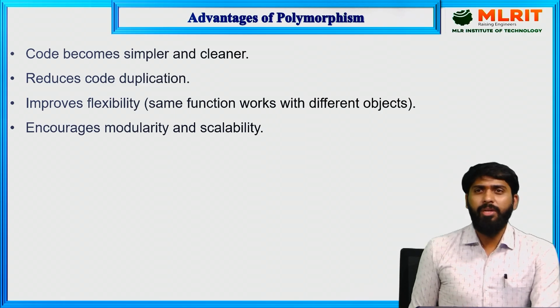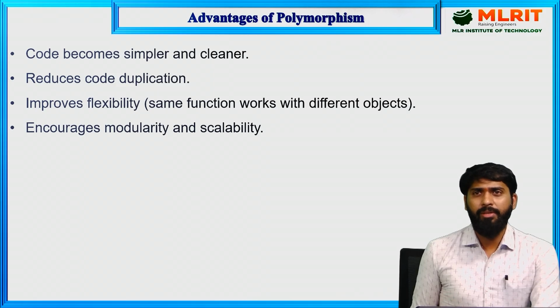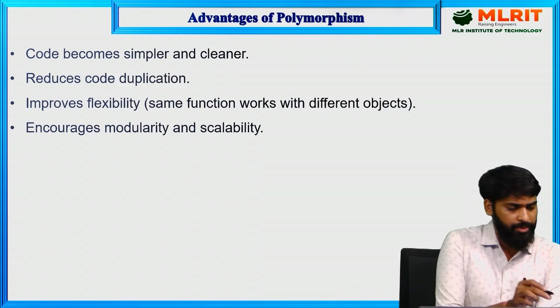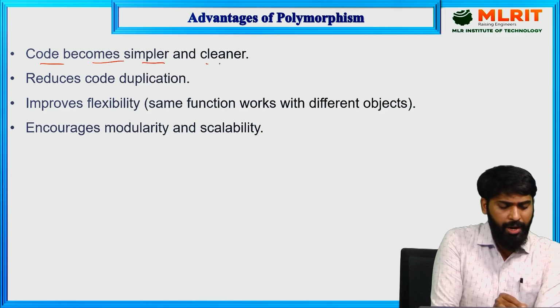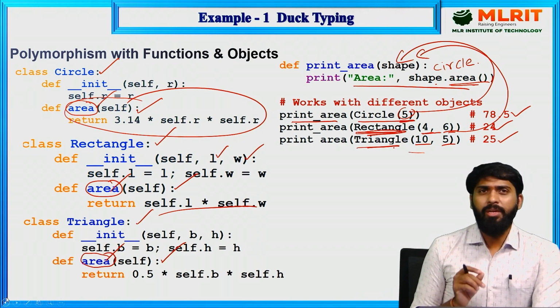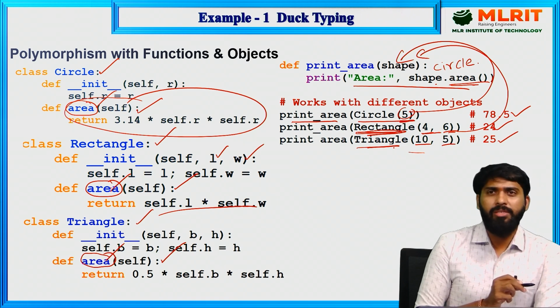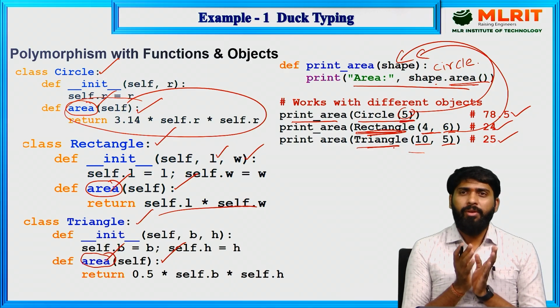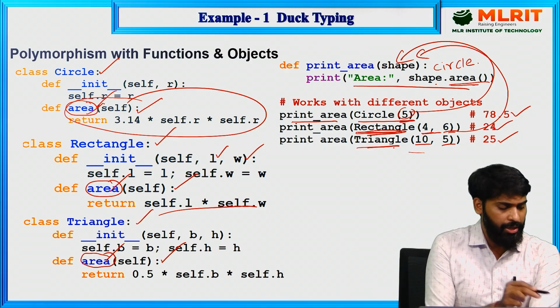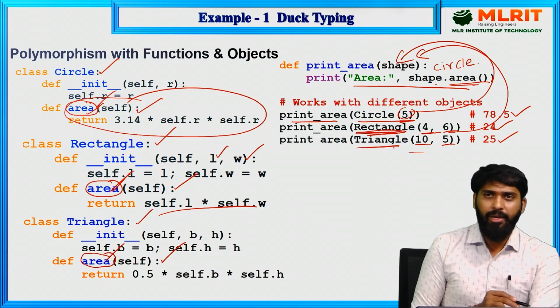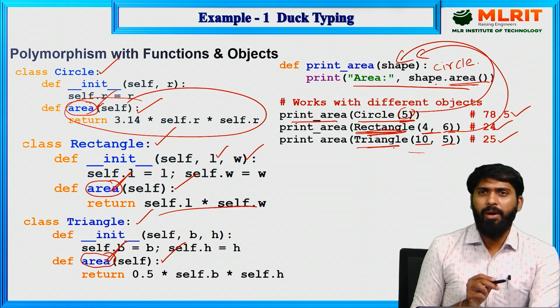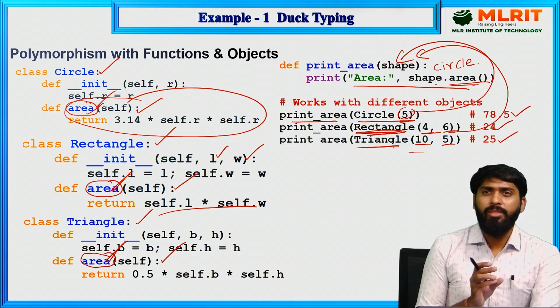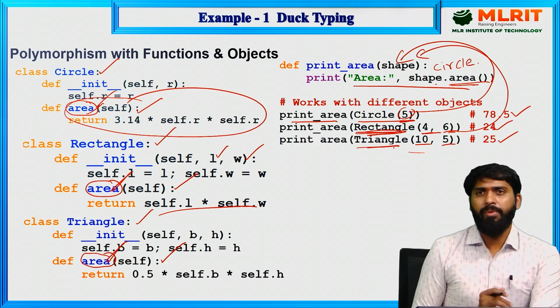So coming to the advantages of polymorphism, we have different advantages while using polymorphism in Python. So the first advantage is that code becomes simpler and cleaner. Simpler means if you observe, in all the classes we are using the same function name. For example, here we could use circle area, this is rectangle area, here triangle area. But simply we are using the same function name for all these functions. So that is the advantage of polymorphism in Python.